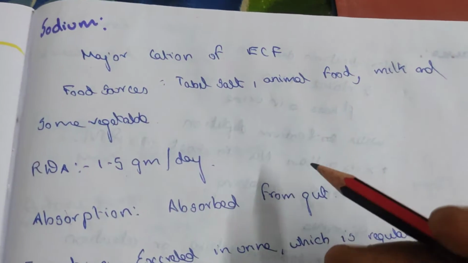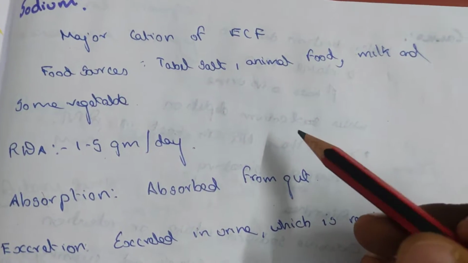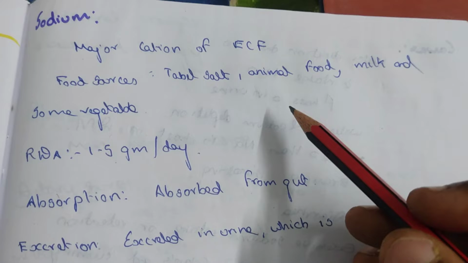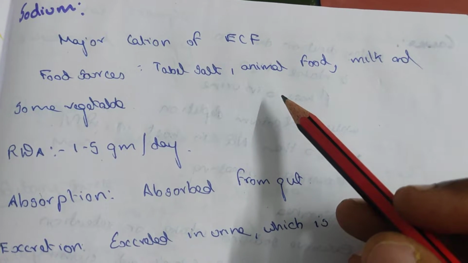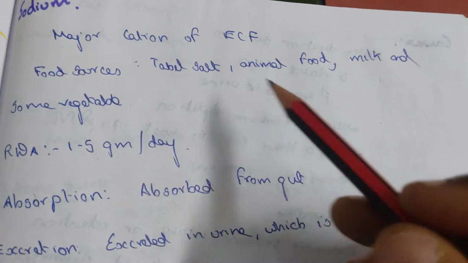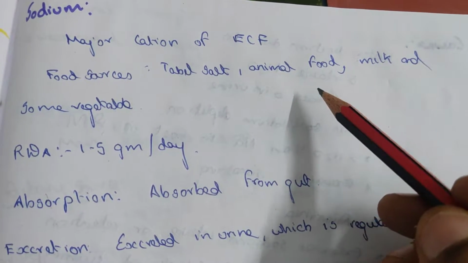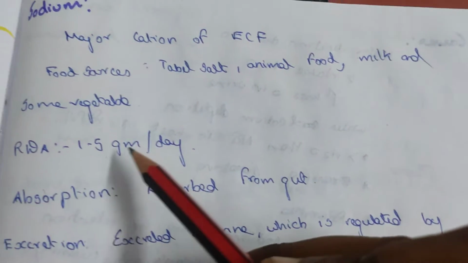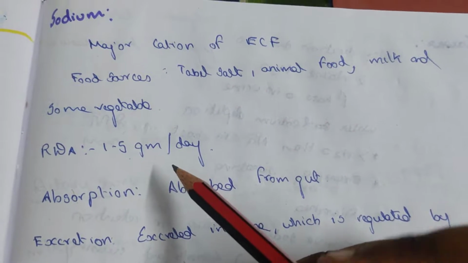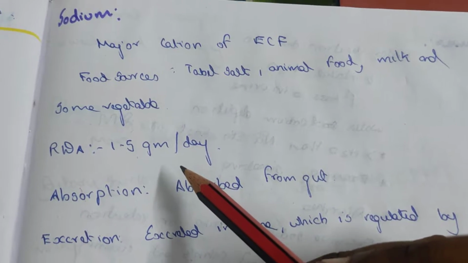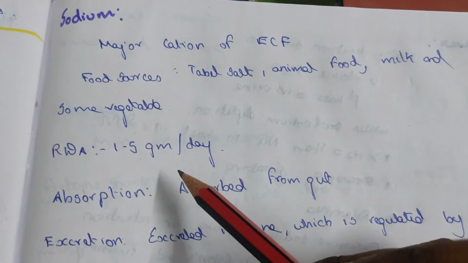Now we will see about the macrominerals, the first one of which is sodium. It is the major cation of ECF, extracellular fluid. The food sources of sodium are table salt, animal food, milk, and some vegetables. The RDA is 1 to 5 gram per day.